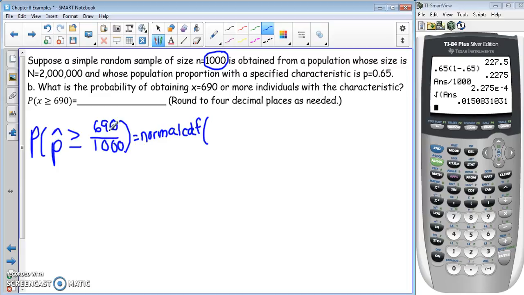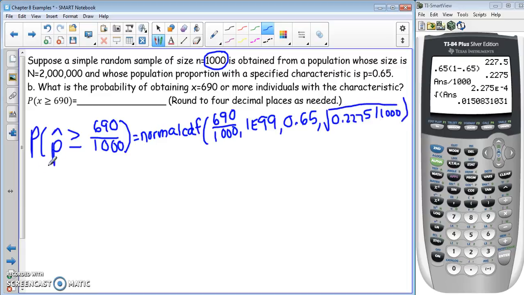Our lower bound would be 690 over 1,000, which gives us the proportion of the population with that characteristic. The reason I chose to leave it as a fraction is that it'll give us a more accurate result. Then 1E99, and then our mean, which is 0.65, and our standard deviation, which is the square root of 0.2275 over 1,000. Let's type that in and see what we get.